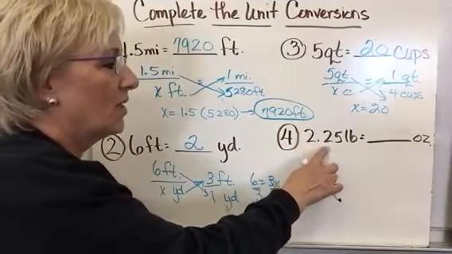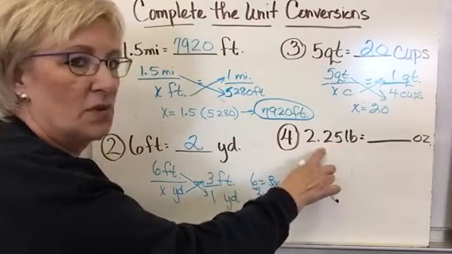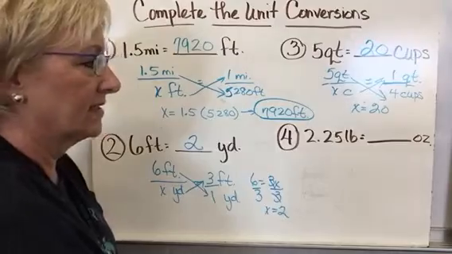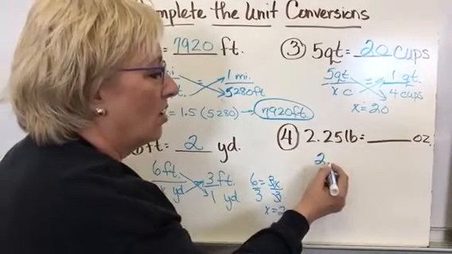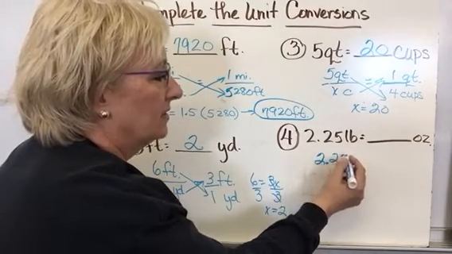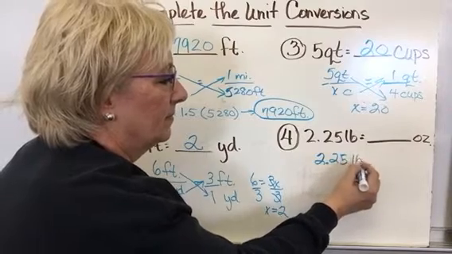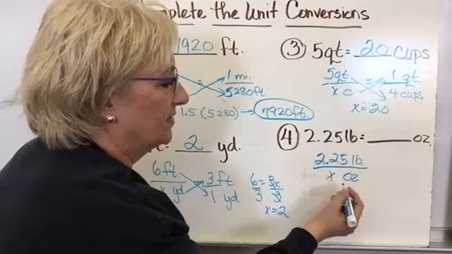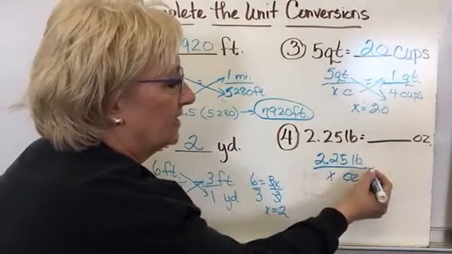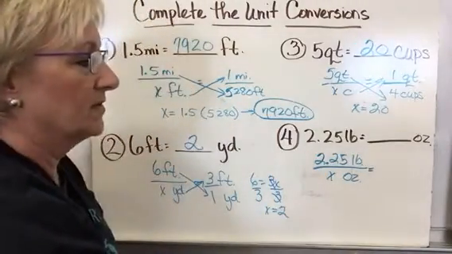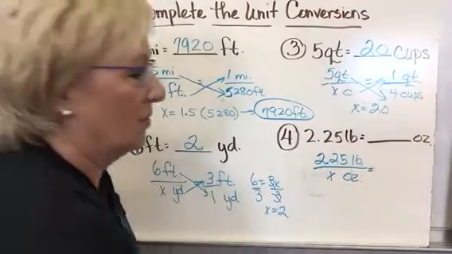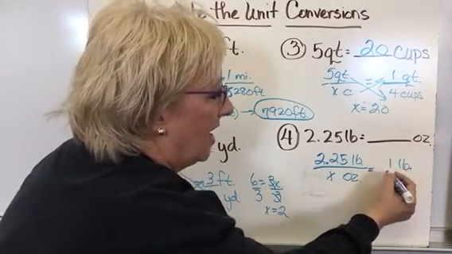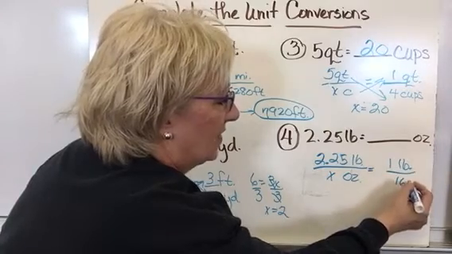Now I've got 2.25 pounds, or 2 and 25 hundredths of a pound, is equal to how many ounces? I'm looking for pounds to ounces. And this is what I don't know, so this is going to be X ounces, is equal to how many ounces are in 1 pound? I know that in 1 pound, I have 16 ounces.